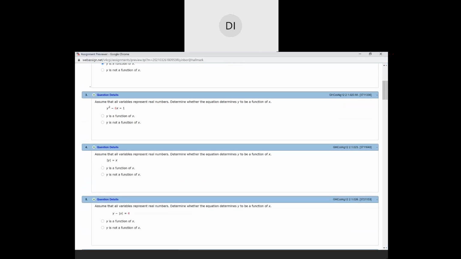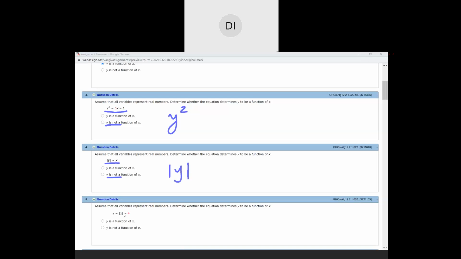Number 3 and 4 are exactly what we just talked about. We have y squared minus 6x equals 1. Is that a function or not a function? Not a function. Good job, because we have the y squared there, right? The next one, we have absolute value of y equals x. Is that a function or no? No, because we have absolute value of y. That's right. Good job.